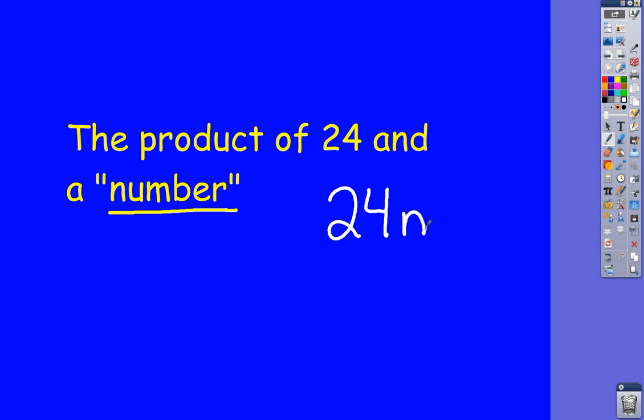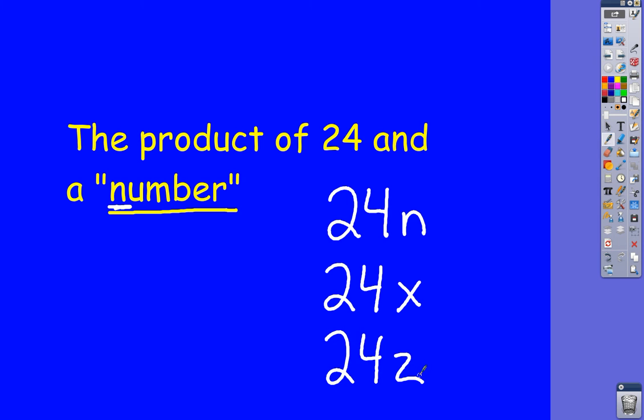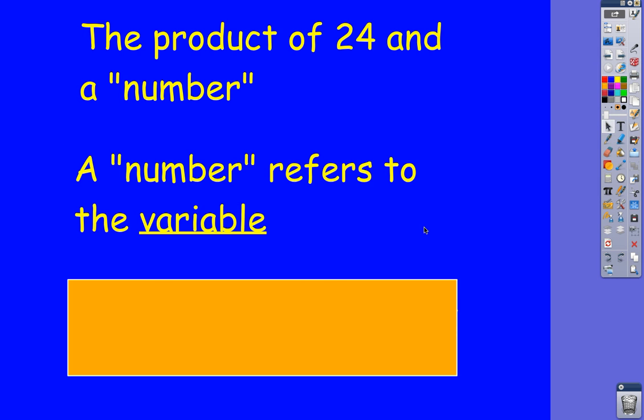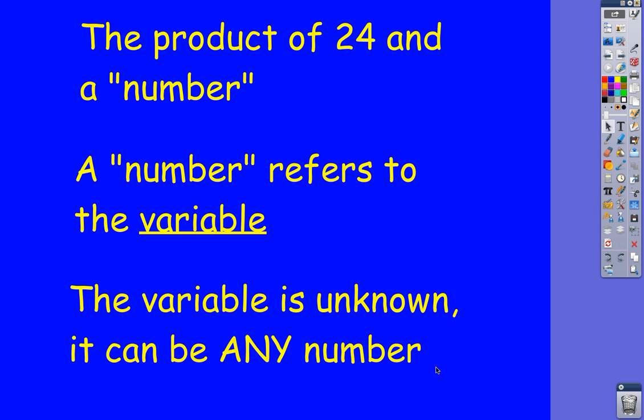Now, they don't tell me I have to use n. I just chose n since n is the first letter in the word number. I could have done 24x. I could have done 24 times z. It doesn't make a difference, but in this case I chose n. Okay, now this is actually just a repeat of what I just mentioned to you. The number refers to the variable, and the variable is unknown, so it can be any number.